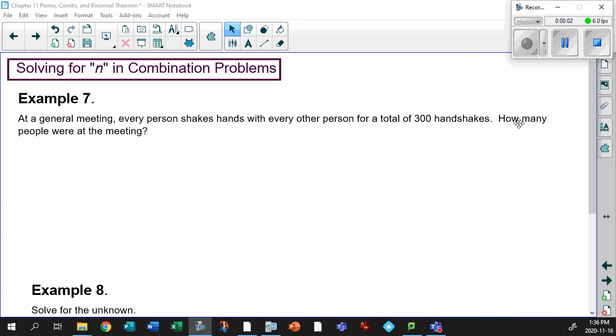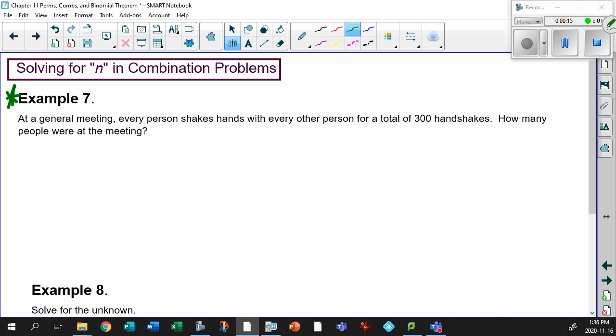So what I want to do in the next couple of podcasts here, and actually finish off this combination section, is with a whole bunch of crazy examples, all right? So pitter patter, let's get at her. Let's look at example number 7.